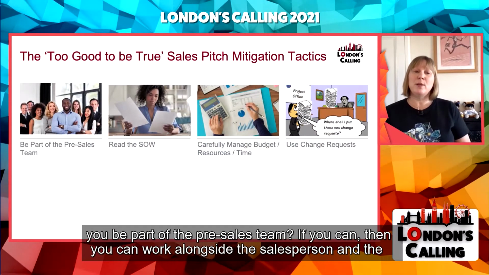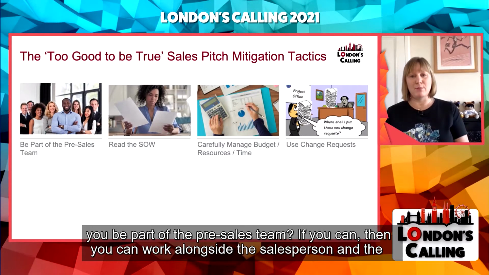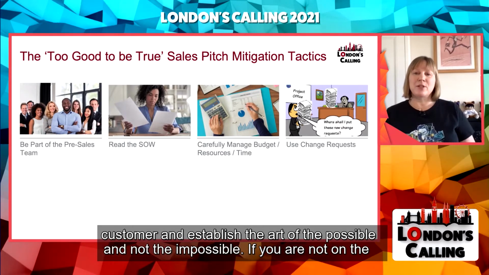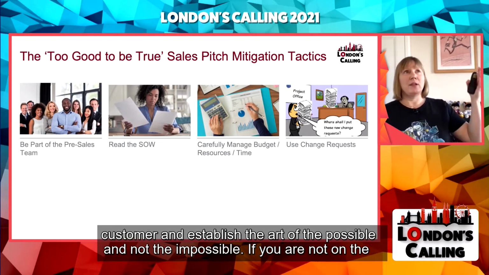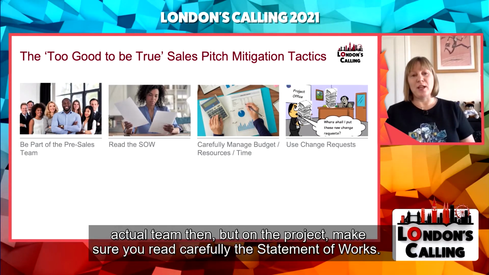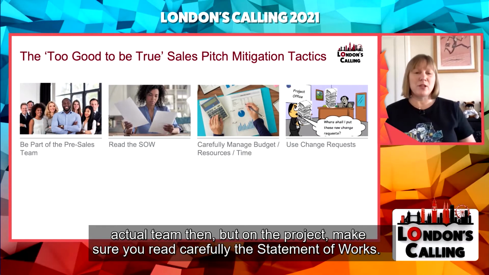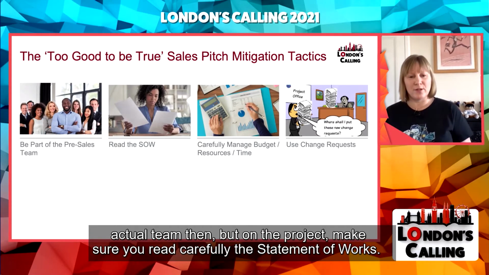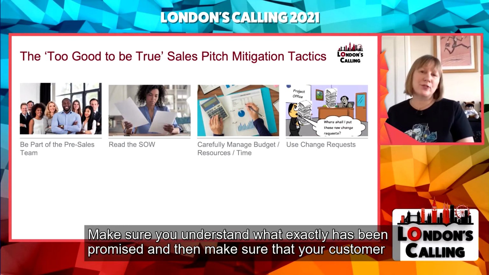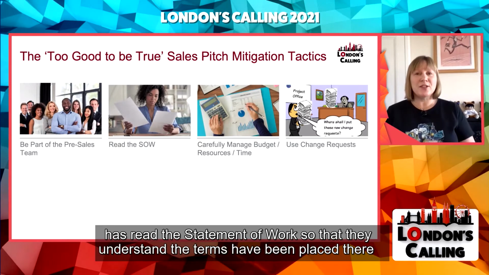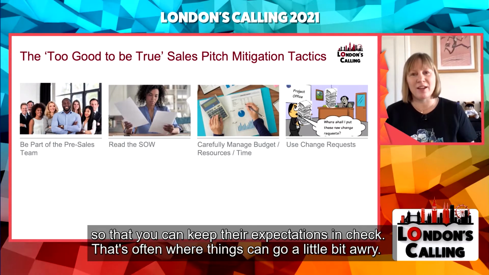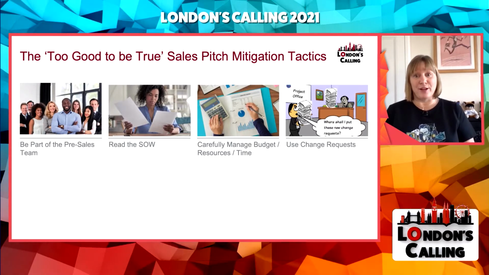First of all, can you be part of the pre-sales team? If you can, then you can work alongside the salesperson and the customer and establish the art of the possible and not the impossible. If you are not on the actual team, but part of the project, make sure you read carefully that statement of works. Make sure you understand what exactly has been promised. And then make sure that your customer has read the statement of works, that they understand the terms that are being placed there so that you can keep their expectations in check. That's often where things can go a little bit awry.